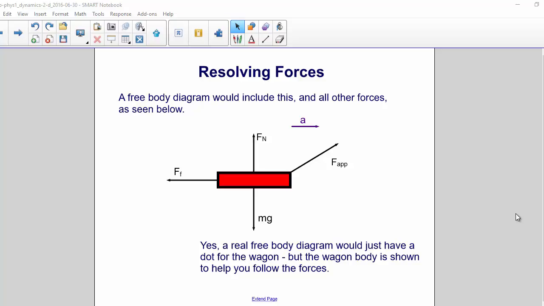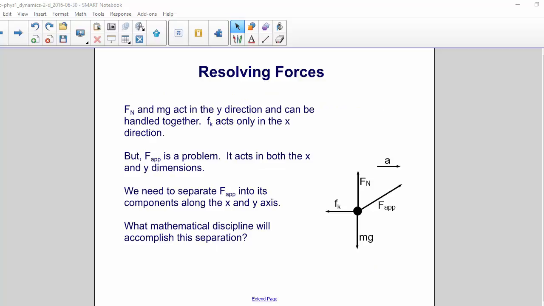We have the force applied, normal force, mg, force of friction, and of course we show the direction of the acceleration. The normal force and mg act in the y direction, and the force of friction acts just in the x direction. But the force applied is a problem. It acts both in the x and y directions. So we need to separate that into components on the x and y axes.